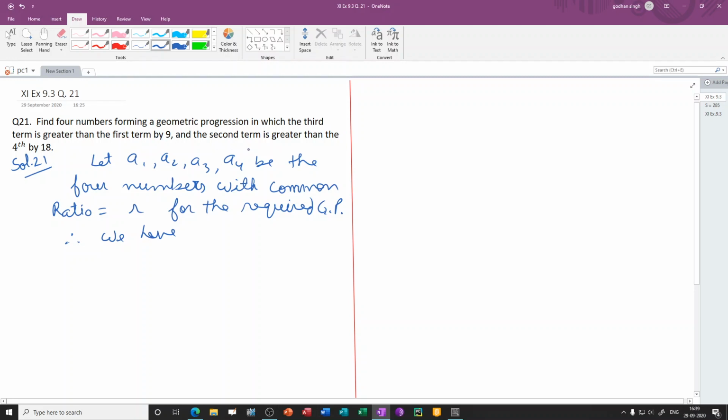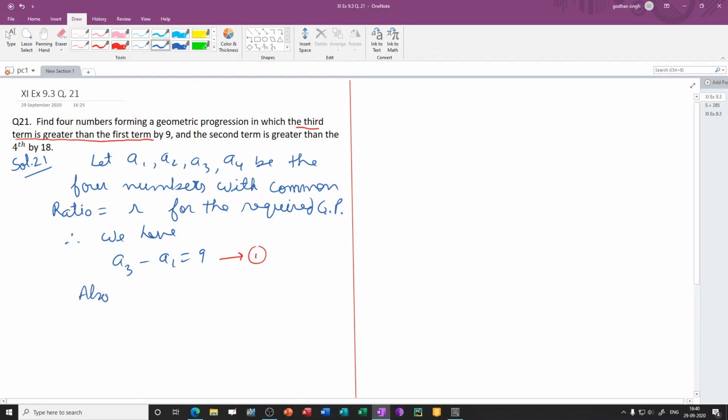geometric progression in which the third term is greater than the first term by 9. That is A3 minus A1 will be equal to 9. How did we get this from here? In which the third term is greater than the first by 9. That means the third term is bigger, and from that if you subtract the first term, what we will be getting is 9. So A3 minus A1 equal to 9. So that is equation number 1. And what is more given to us, the second term is greater than the fourth by 18.